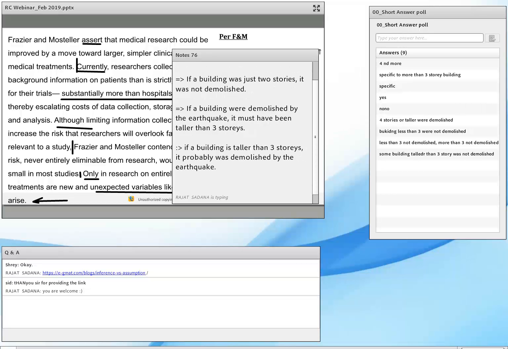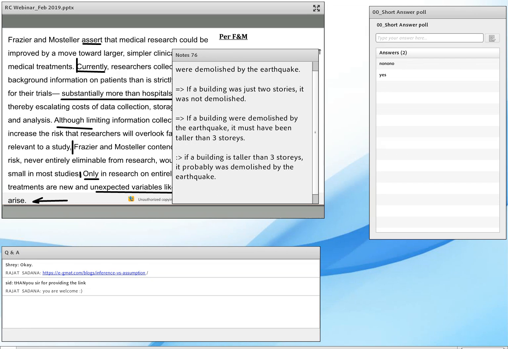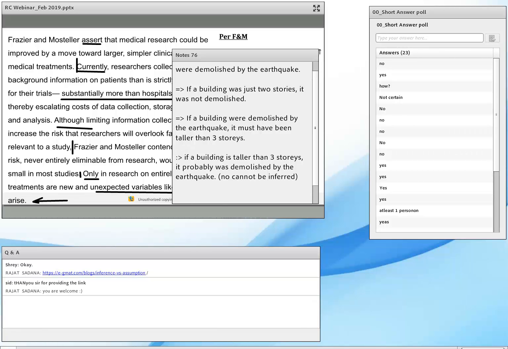Can you infer statement number 3? Can you infer it? Yes, no? The answer is no, you cannot infer this. Why? Because what the statement is saying is that buildings that were demolished were taller than 3 stories.